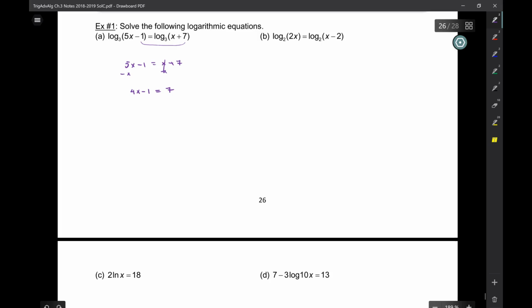Right? So we set the two equal to each other. And here's where we are. We're going to add 1 to both sides. So 4x is equal to 8. X is equal to 2.